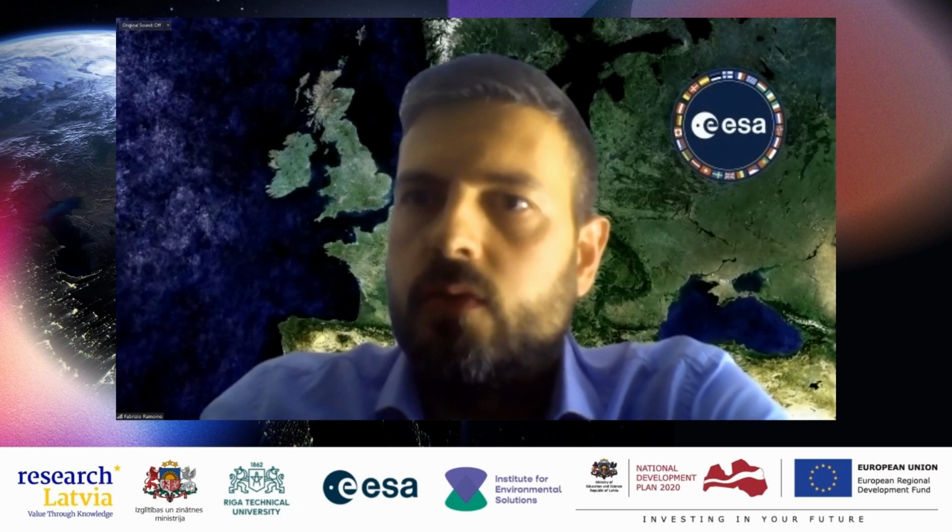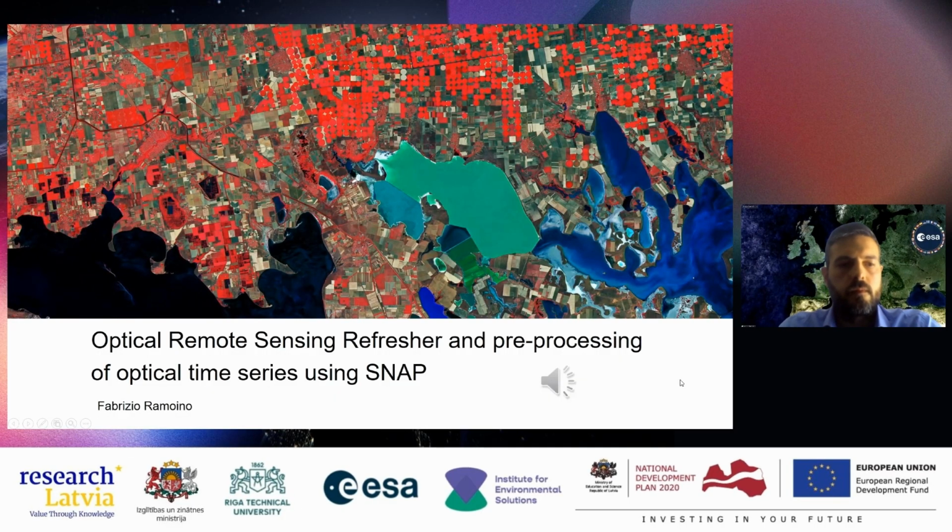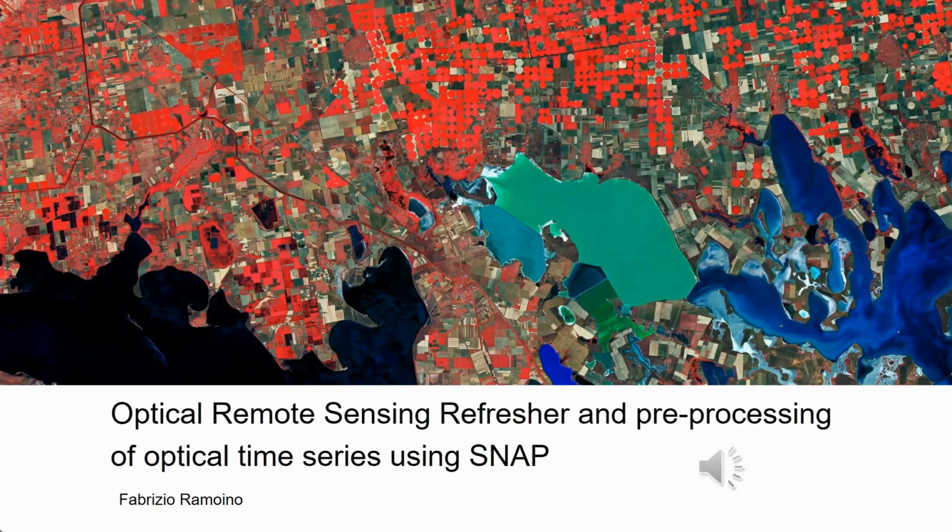So let's start with the first part. Welcome everybody. My name is Fabrizio Ramoino. I work in ESA since 2011 as optical and thermal data exploitation expert. And I would like to present you a short refresher of optical remote sensing data and how to process Sentinel-2 data using ESA-SNAP software in order to retrieve biophysical variables and radiometric indices for agriculture.